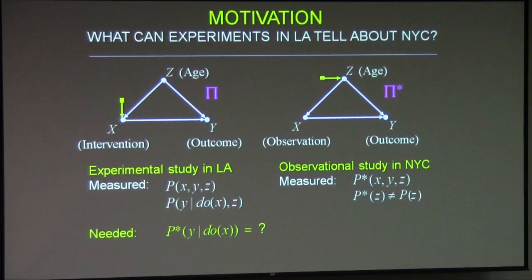Well, it turns out it's very easy here. If you assume that age is the only factor that changes and everything else is the same, then you can recalibrate. You look at the effect of the drug on every age group separately, and then you weigh them differently. You calibrate it by the probability in New York City that a person will be in a certain age group. Recalibration is easy, but you can have more complex situations.